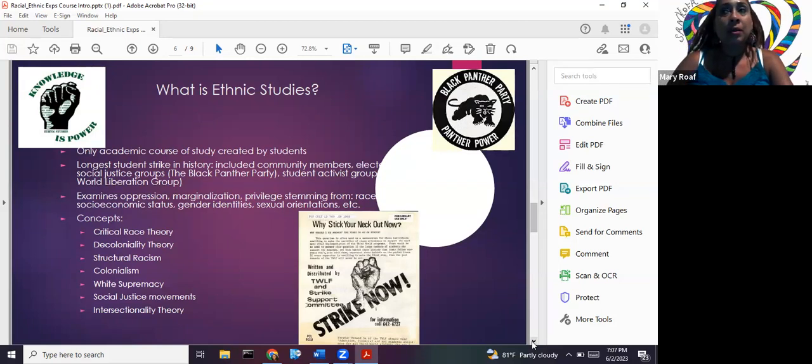And so it explicitly examines oppression, marginalization, privilege stemming from race, right? All of the different social categories, as well as the different social justice activist movements that challenge and that change these systems of oppression. And so some concepts that are covered in ethnic studies class, even though all of the concepts are not covered in every single ethnic studies class, are critical race theory, decoloniality theory, structural racism, colonialism, white supremacy, social justice movements, and intersectionality theory, which looks at how we belong to different socially constructed categories simultaneously that are externally imposed by the larger society.